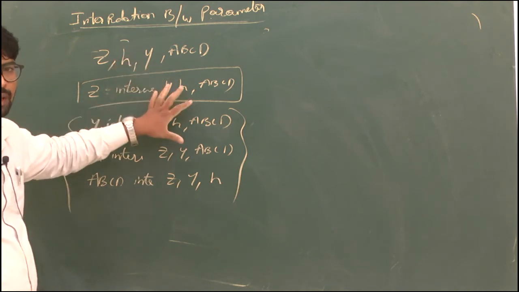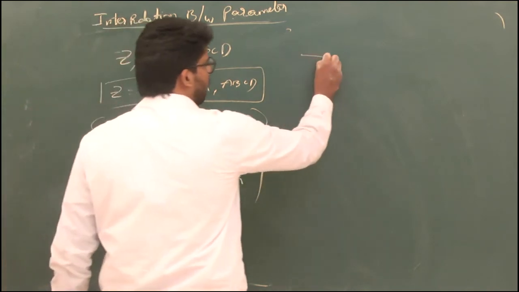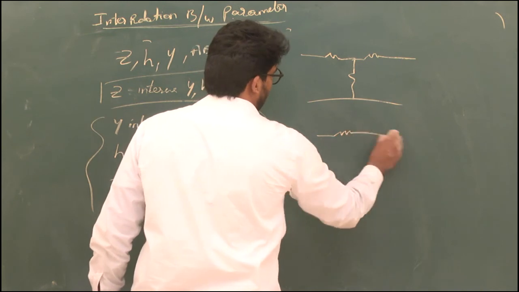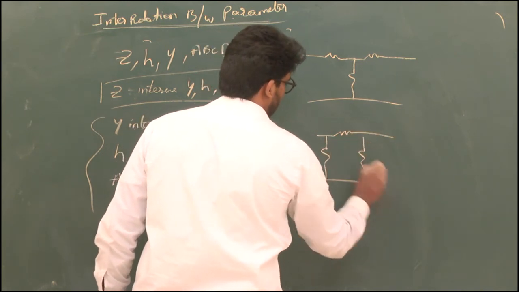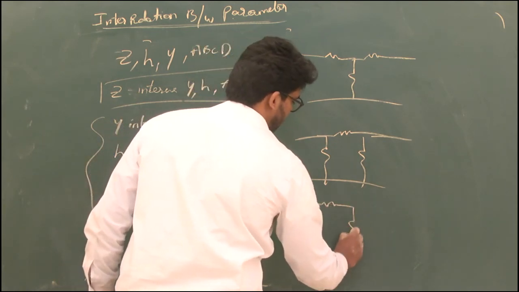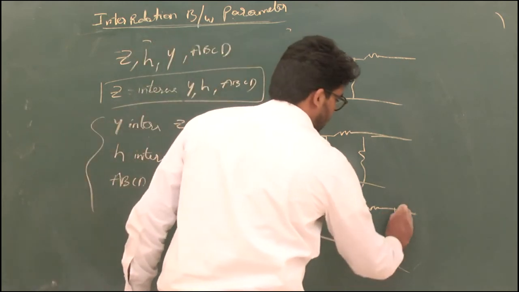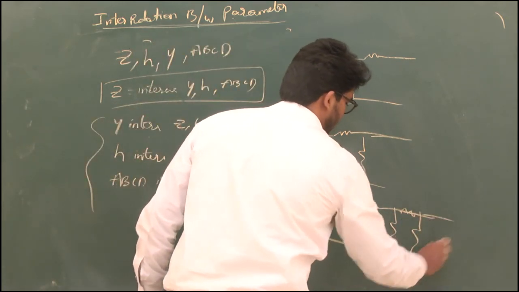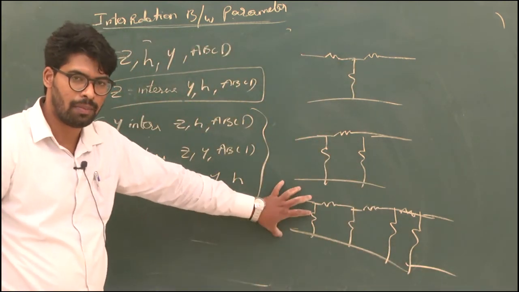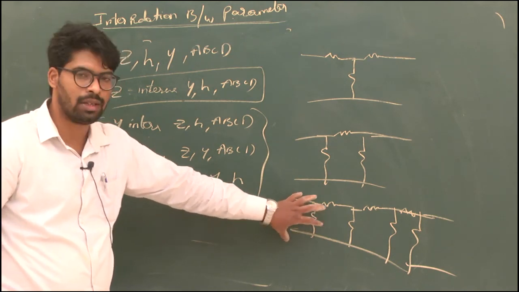Whenever you get a two-port network, they are all interrelated. Not only for a T network or pi network, for any network, for example, I am having this type of complicated network, you can find Z parameter, Y parameter, H parameter, ABCD parameter. Okay, I have assigned you.